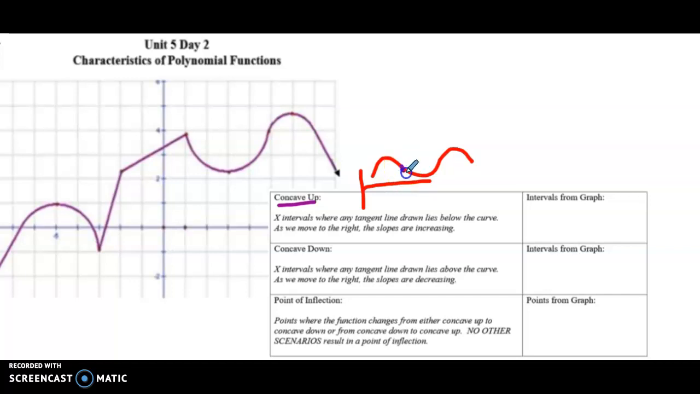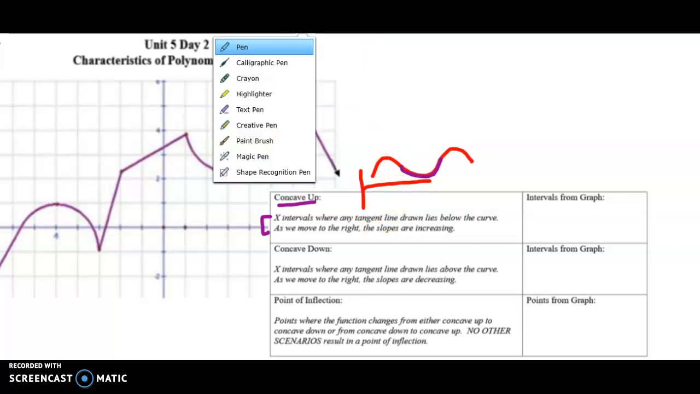Where it is concave up is where your graph is curved upwards. For example, right here on this graph, this is where your graph is concave up. So think of it as a cup. You can drink out of that cup, so it is concave up. Now, these are intervals. Once again, these are not points on your graph. These are x intervals where any tangent line that's drawn is below the curve.